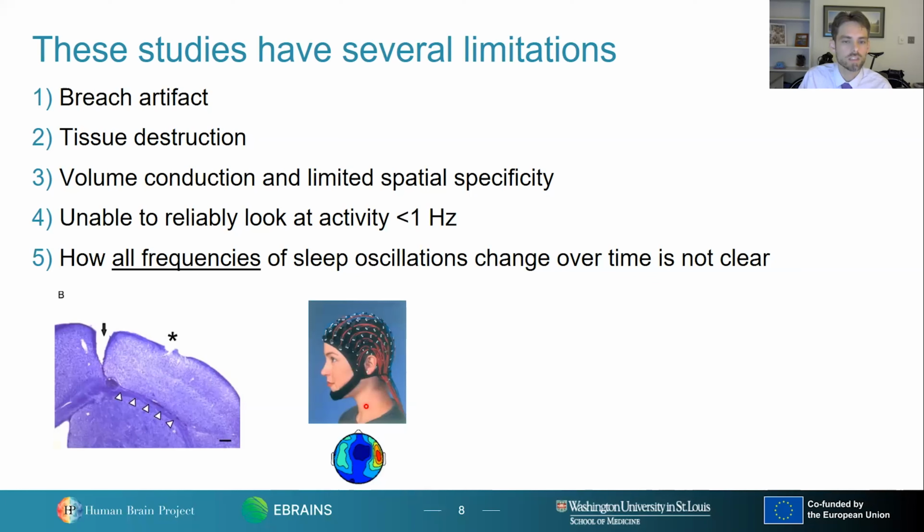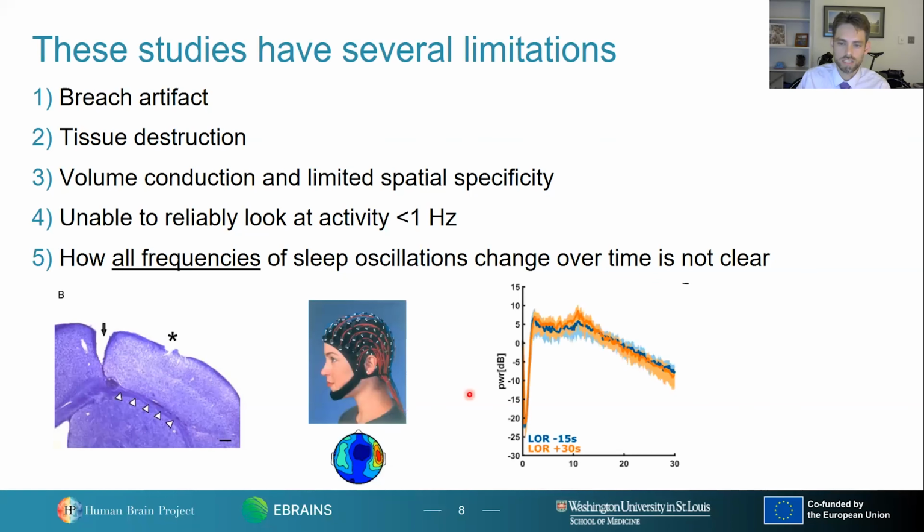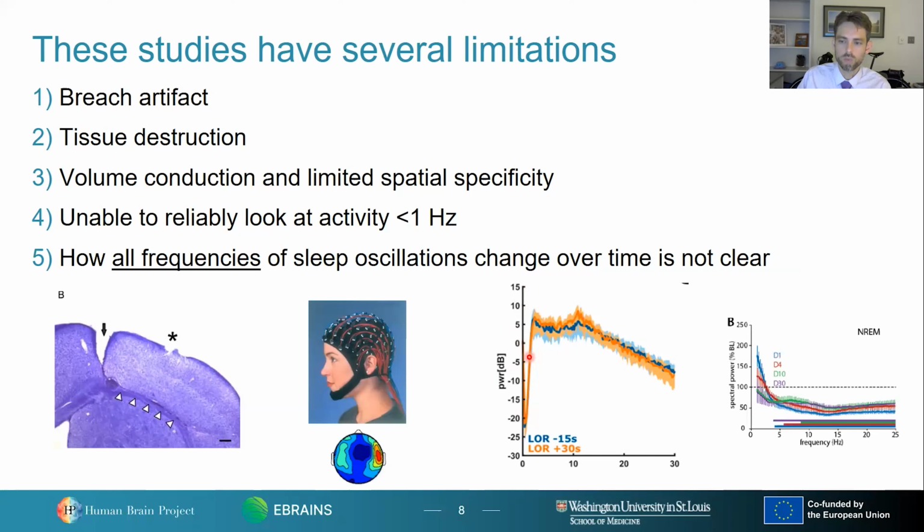really advancing this field. And unfortunately, while EEG is very informative and has good temporal resolution, we have a lot of difficulty looking at activity less than 1 Hertz due to artifacts, amplifiers, and high pass filters. Even this recent paper from 2018 wasn't able to look at all frequencies of activity. We basically cut off all the data below 1 Hertz. And so how these change is really a fundamental question.